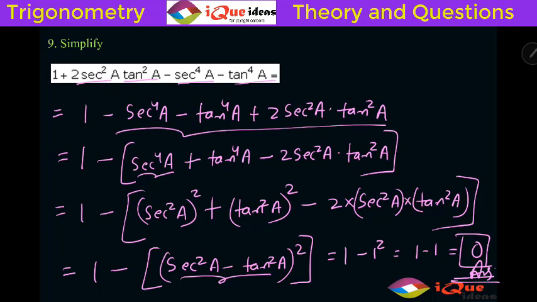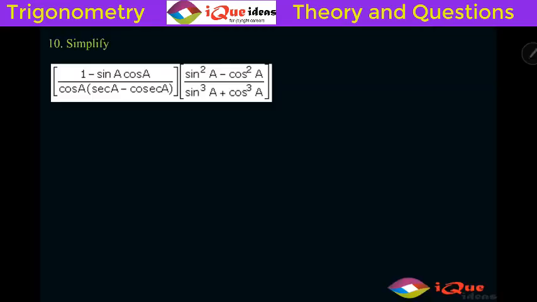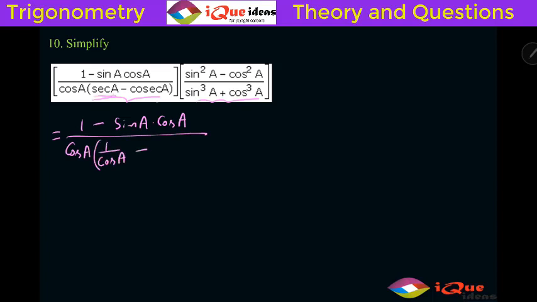That's it. Alright, now let's take up the next one. This question says 1 minus sin a cos a upon cos a into sec a minus cosec a, and sin square a minus cos square a upon sin cube a plus cos cube a. Let's do one thing. Let's write it as 1 minus sin a into cos a divided by cos a into, now this sec a can be written as 1 by cos a minus this cosec a can be written as 1 by sin a. Right?